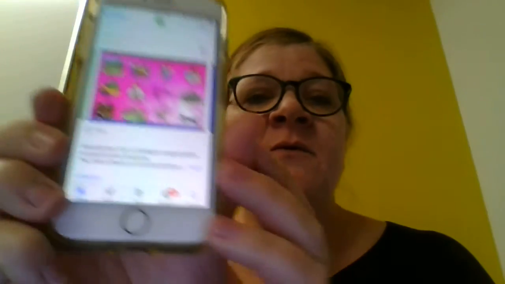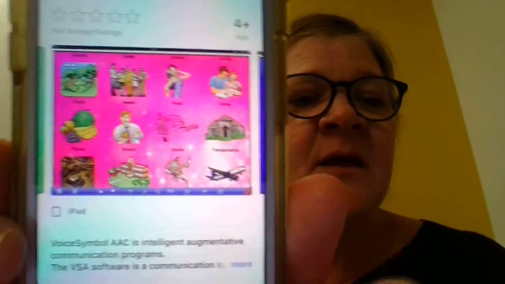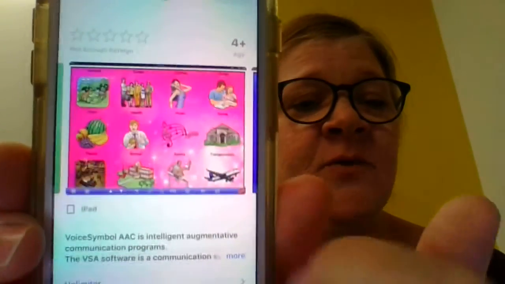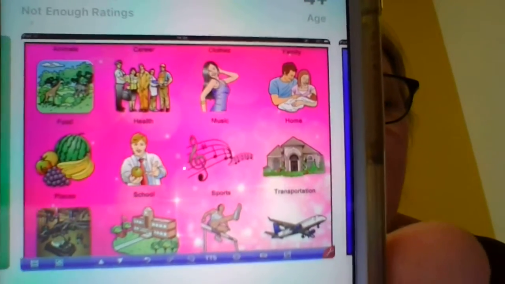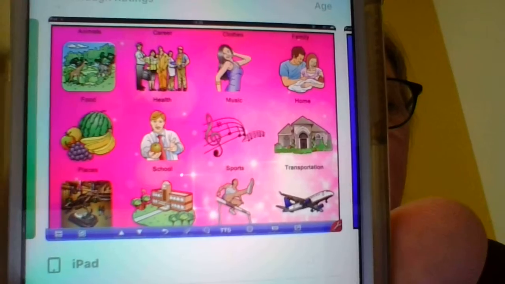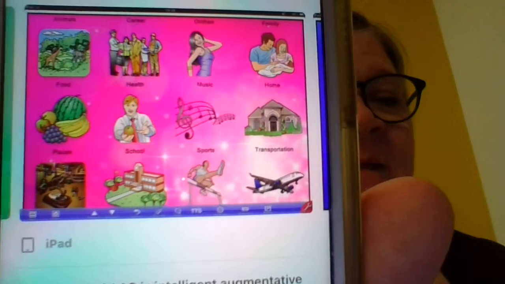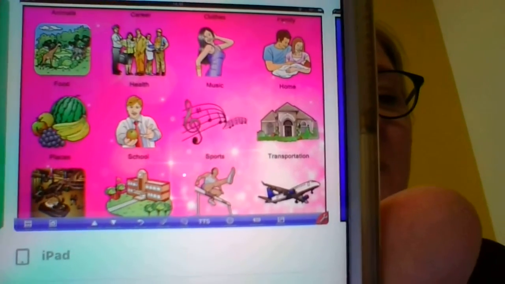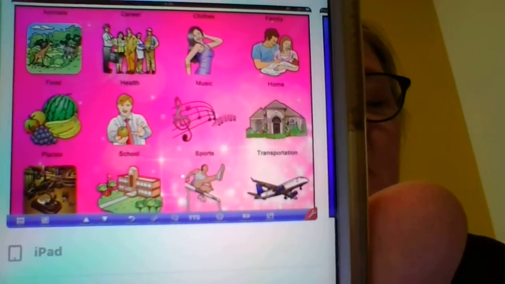So the symbols on some of the screens are not iconic. And here, for example, is one of them. You can see that this one here is careers. Of course, that group of people standing there doesn't symbolize careers to me at all. There's some that are more iconic, like the food and music and sports. But I can see why some of these would not be very equal to what you would think they were.